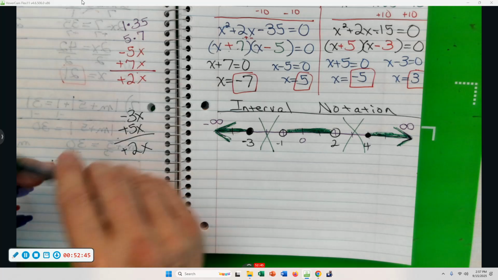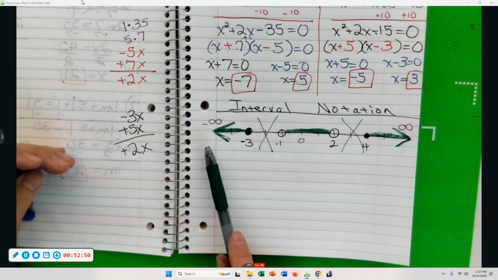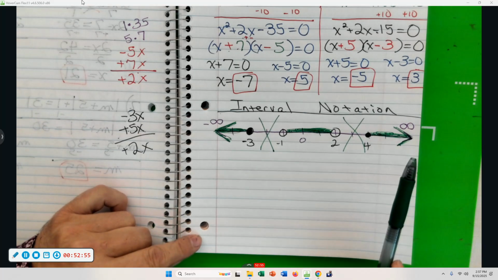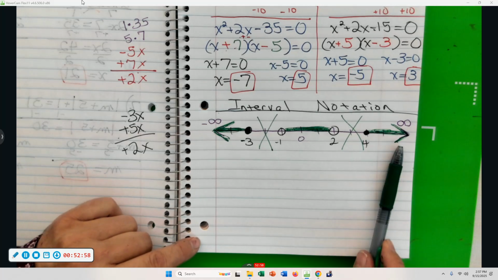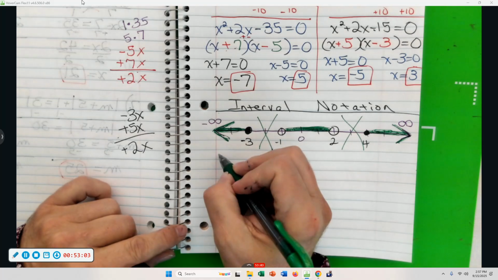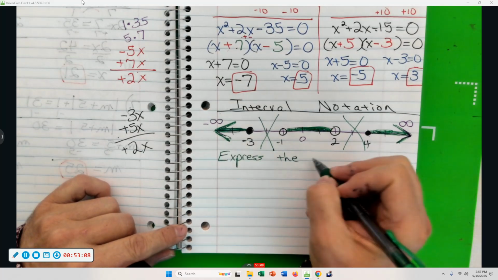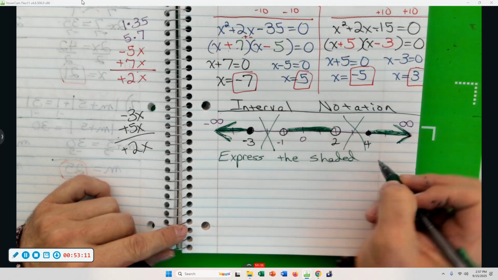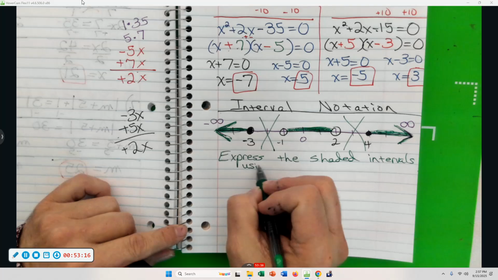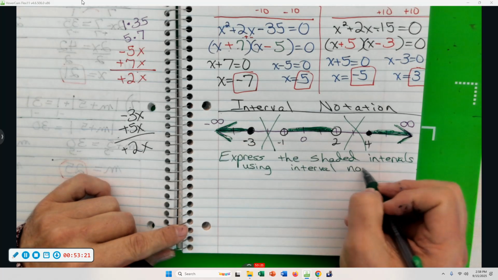We're going to be going through all this stuff, this old cut point recipe that we'll be using, and we're going to wind up with a number line like this. The last step in the cut point method is to express the shaded intervals using interval notation. So that's what I want to do. Express the shaded intervals using interval notation.